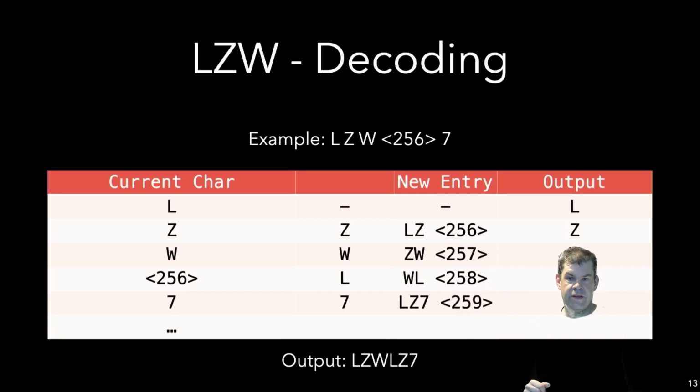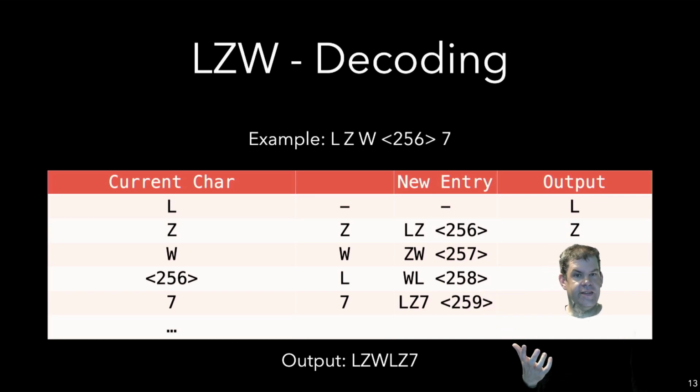So again, we build that LZ code, then we see the W, we output the W and build this ZW from the last output and the current character and append that to our codebook. Now with the 256, we've already generated that. What a coincidence. And we can output LZW to the output stream, and then when we see the 7, we again create a new entry with a previous entry, and with the 7 appended to this.